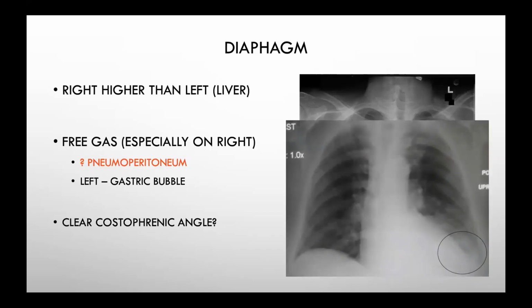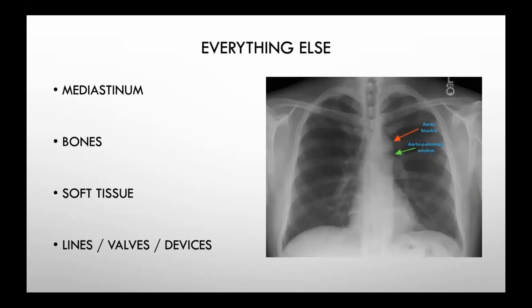So that's what your sort of vague, blunted diaphragmatic border with consolidation, with or without an effusion, would look like. And then E is everything else. Really careful look at your mediastinum. So that's kind of highlighted at its superior aspect by the aortic knuckle and the aortopulmonary window. Look carefully to see if you can see things bulging out from there that look untoward. So it could be a goiter, it could be masses.